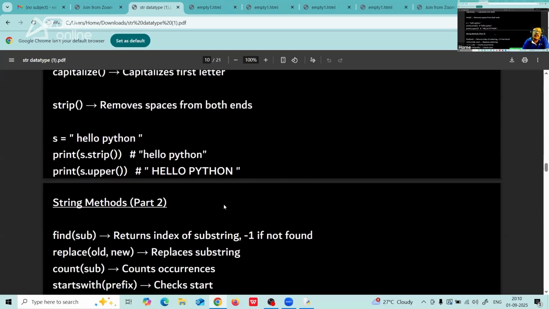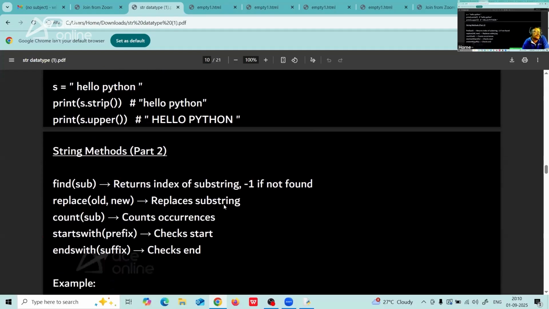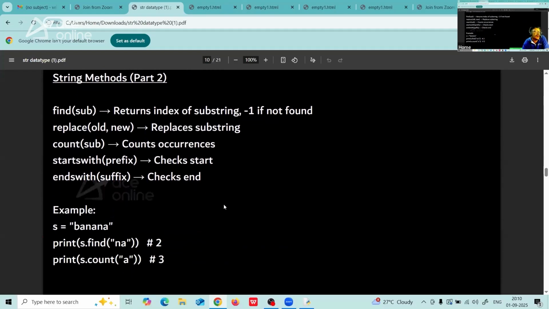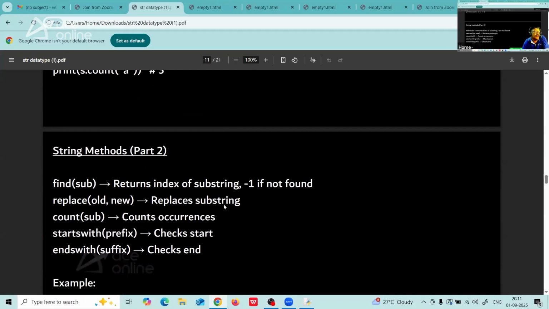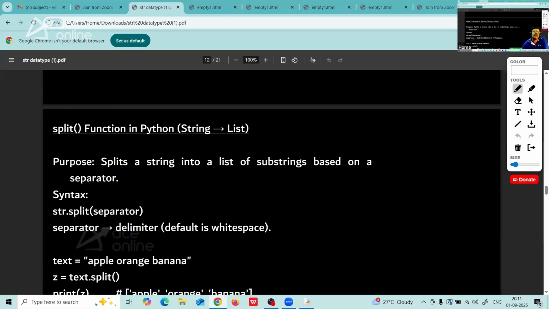Now, I will tell you some more functions of string today. You see, there is a function called split. Very interesting and very useful function. Just imagine that I have got a string like this. X is equal to Samir is a teacher.